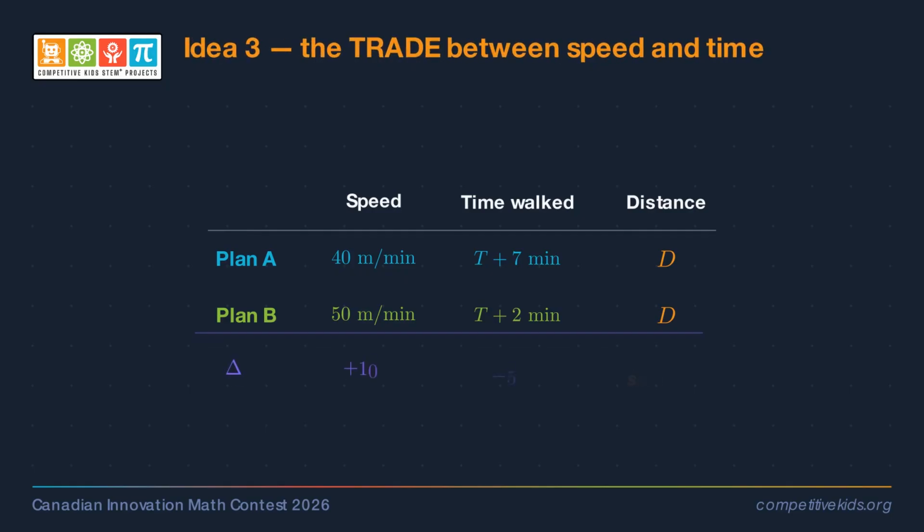Here is the trade. Plan B walks 10 meters per minute faster than Plan A, but Plan B walks 5 minutes less because she is faster, so Plan B trades speed for time. The savings in time and the gains in speed must balance, otherwise the distances would not match.